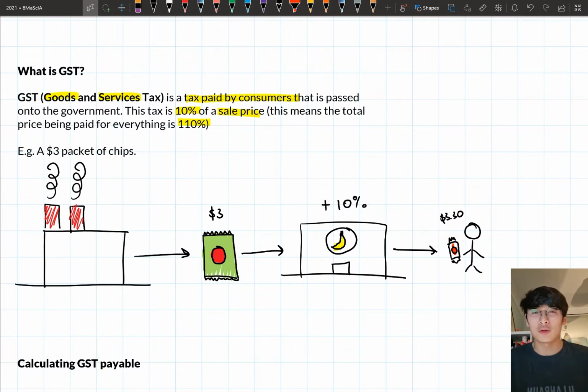So what we want to be able to do is calculate how much GST is payable, how much the amount is before GST is added, and how much it would be costing if we didn't pay GST. So here, that's what we're going to be doing.